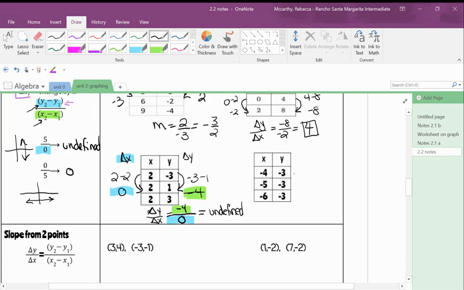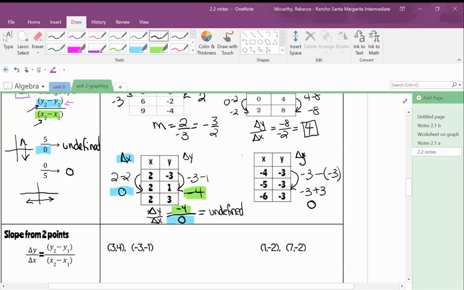So let's look at this one. I'm going to take the change of y. So I'm going to subtract here to there. Negative 3 minus a negative 3. Well, a minus a negative is a positive, so I get negative 3 plus 3, and that gives me a 0.